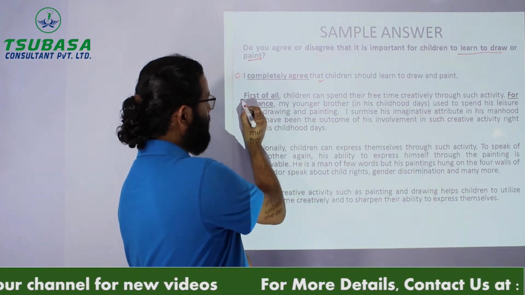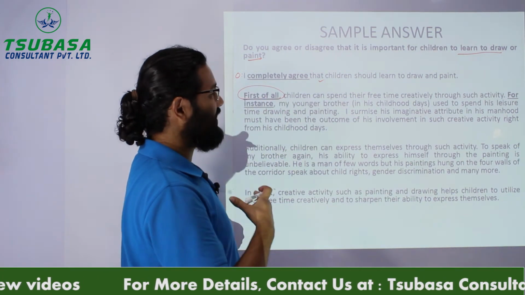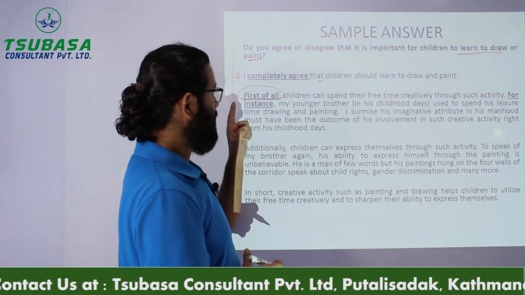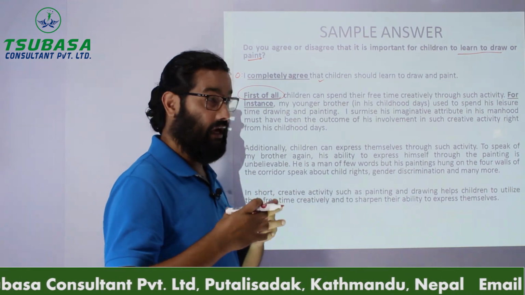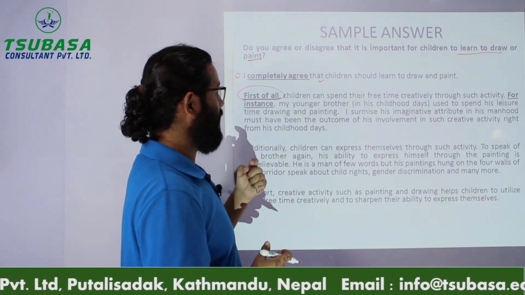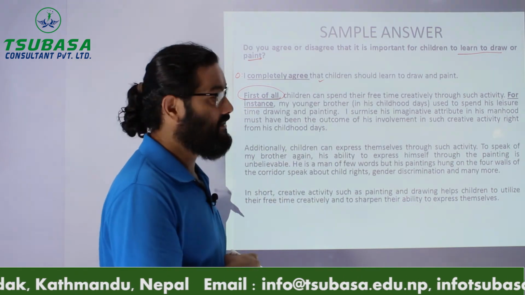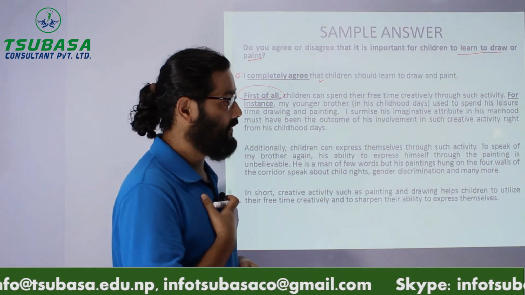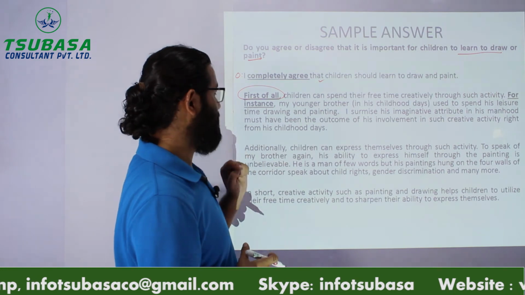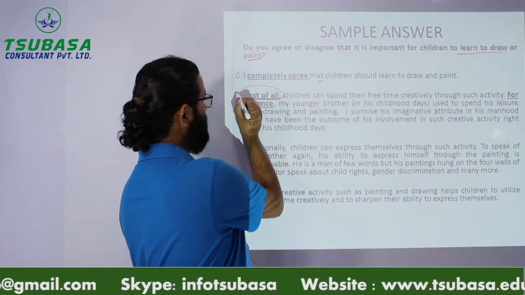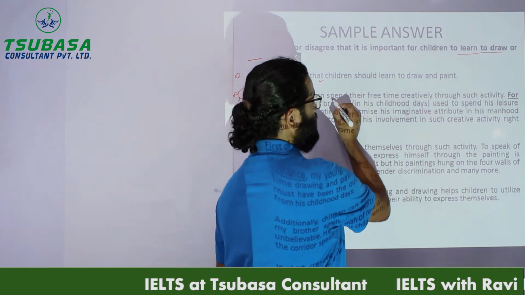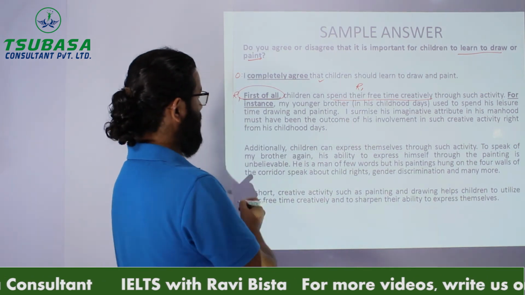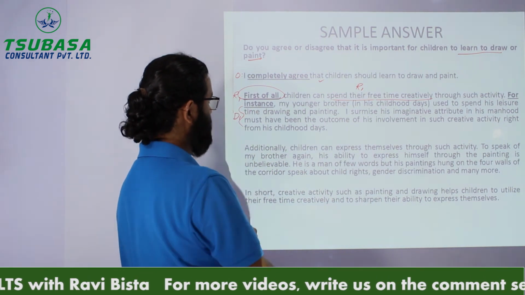And then you say, first of all, children can spend their free time creatively through such activity. For instance, my younger brother, in his childhood days, used to spend his leisure time drawing and painting. I surmise his imaginative attribute in his manhood must have been the outcome of his involvement in such creative activity right from his childhood days. Now, if you see, this is R1. When I say spend the free time creatively, this is reason 1, and this is detail 1.